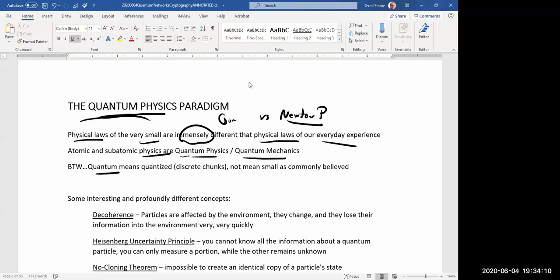And one little tidbit for new folks in particular: the word quantum itself does not mean small, which is what I used to think in the very early days, but it actually means quantized, which means discrete chunks. So that's a little trivia question. I'm sure physicists are totally aware of that, but as newbies, that was news to me, frankly.